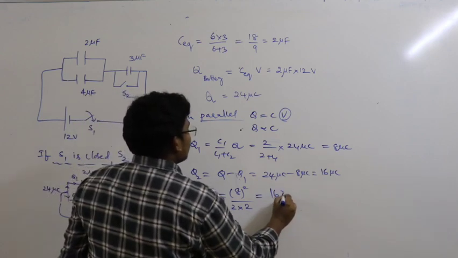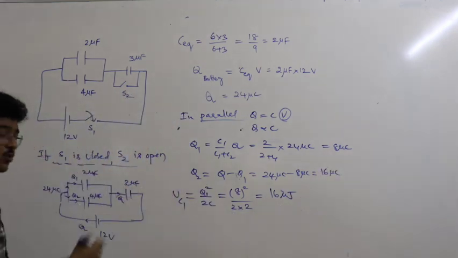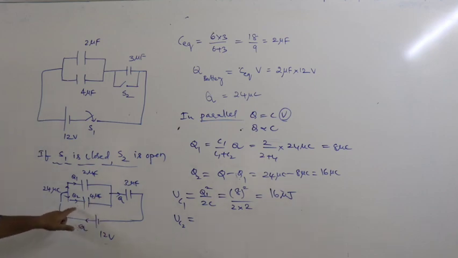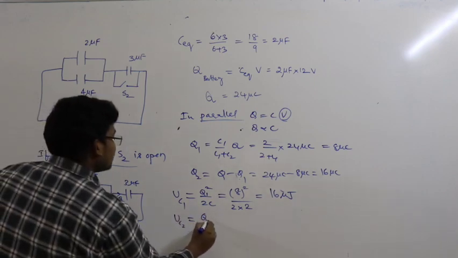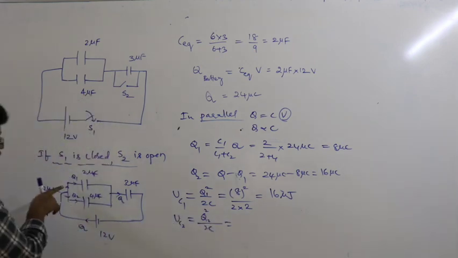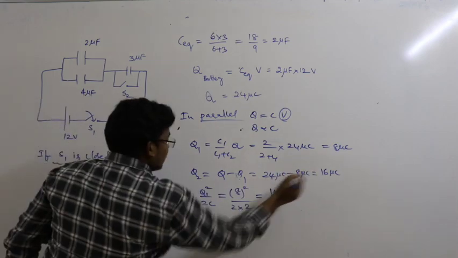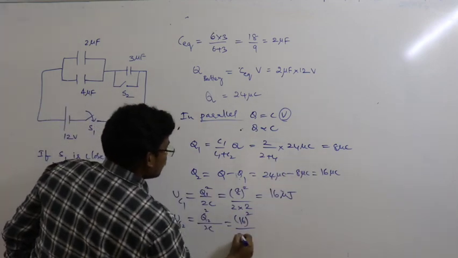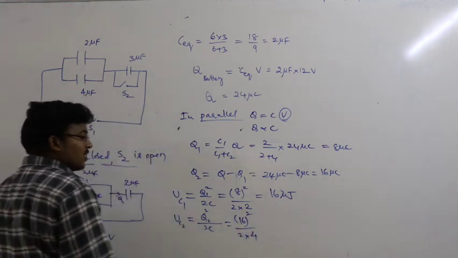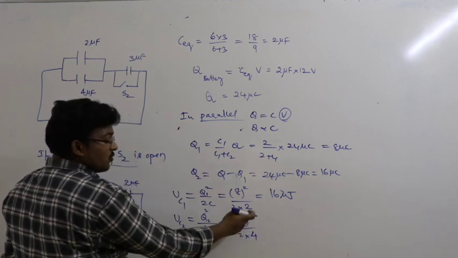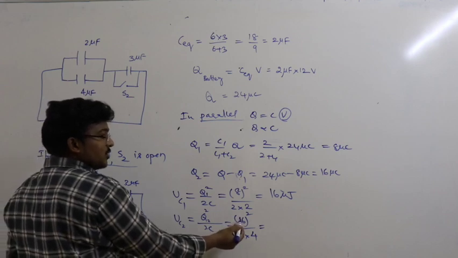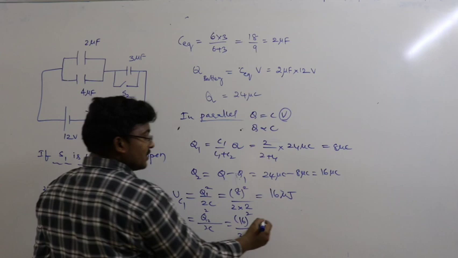16 microjoules. So this much is the stored energy. What is the energy stored in the second one? Again the formula is Q square upon 2C, but it is Q2 square upon 2C. So you already know that this is 8 micro, this is 16 micro from here. So 16 square upon 2 into, what is the capacitance? This is 4. So 16 square upon 8, 16 into 16 by 8, so it will be nearly 32.